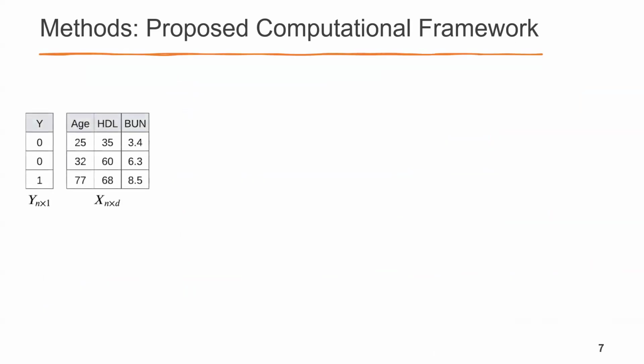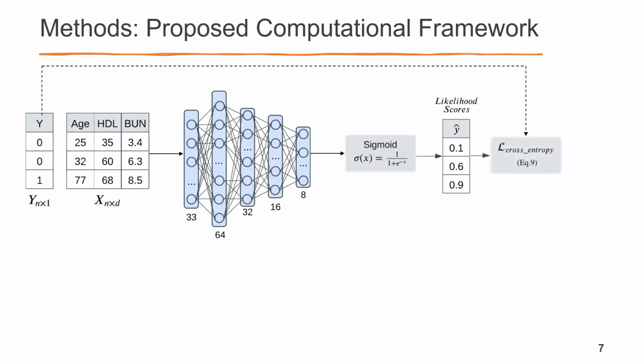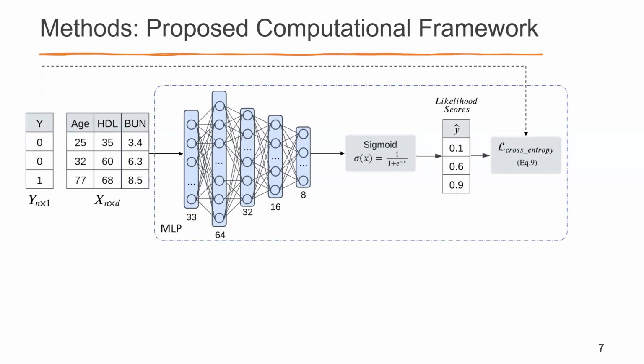We have our continuous medical features and binary class labels of heart failure. We pass this data into an MLP model, and the raw output is passed through a Sigmoid activation function. This transforms the output into a value between 0 and 1, which gives us a likelihood score. And the model is trained using the class-weighted binary cross-entropy loss to optimize the whole MLP.